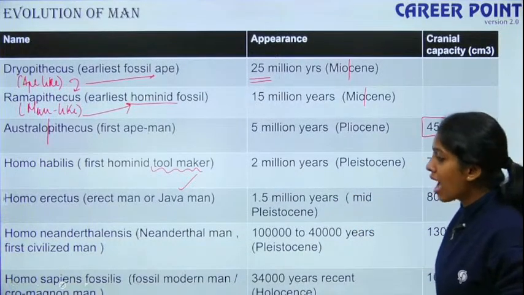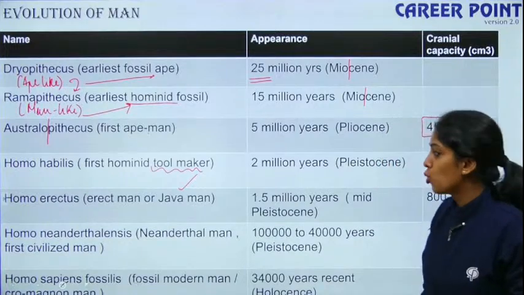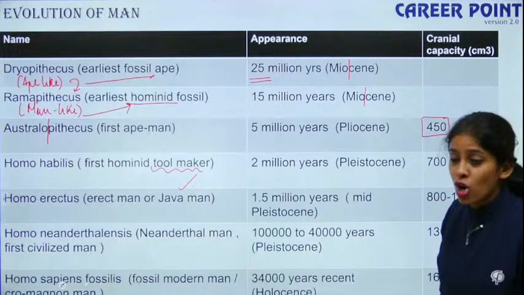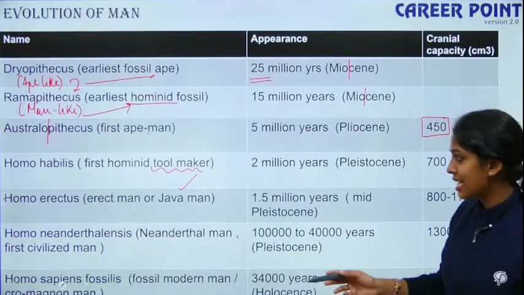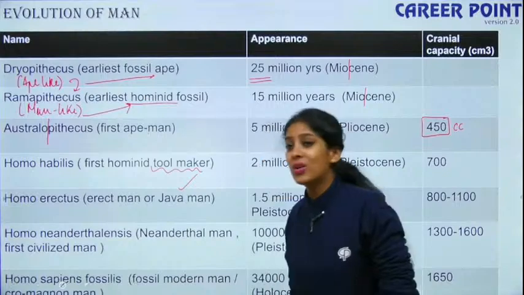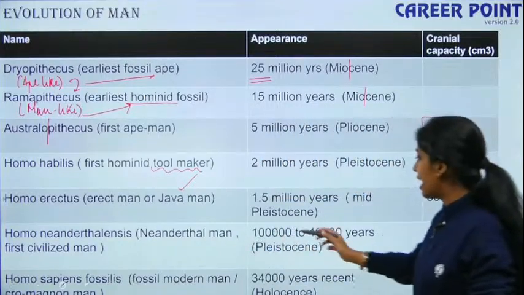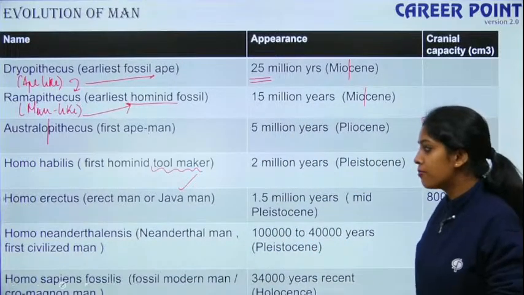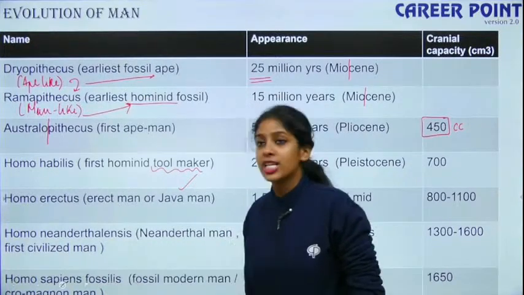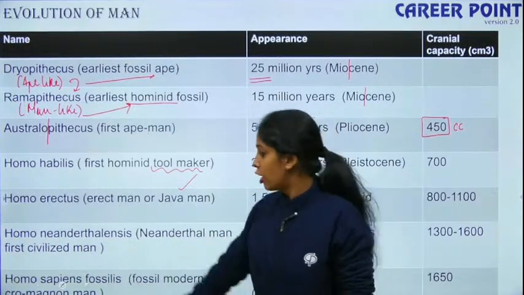So then you have Neanderthalis. So he is your Neanderthal man, the first civilized man who went to bury dead bodies, etc., who learned that we have to wear dress. So that is your Homo neanderthalis. So he happened very near in future. Then we have Homo sapiens. So Homo sapiens is Cro-Magnon man.